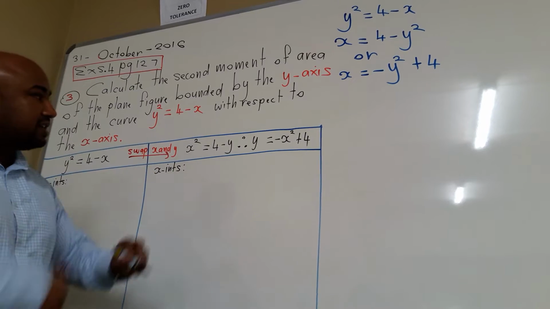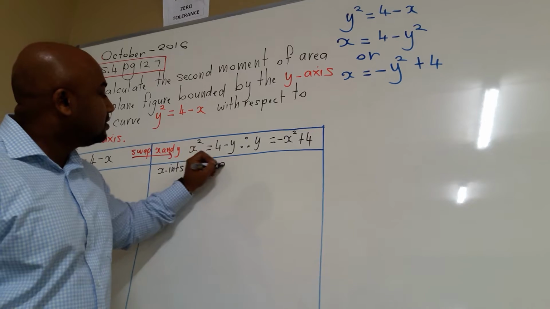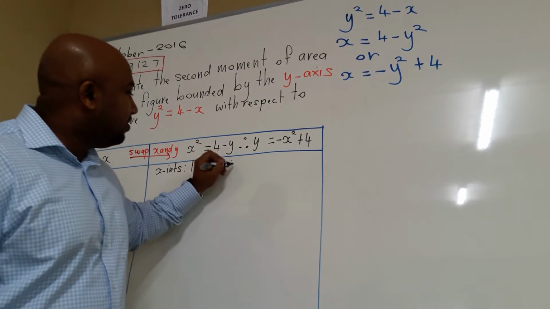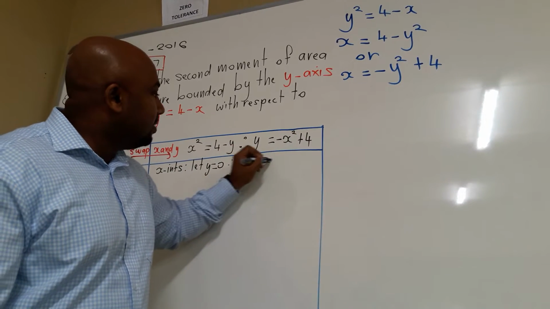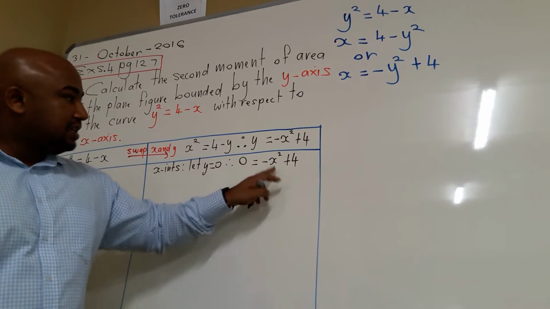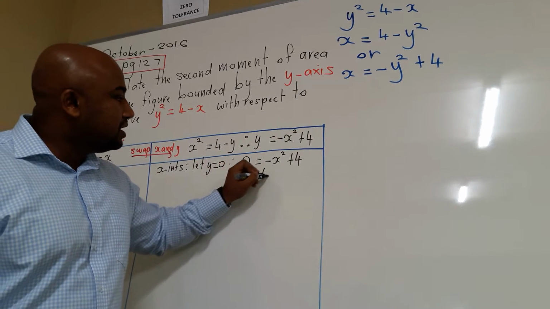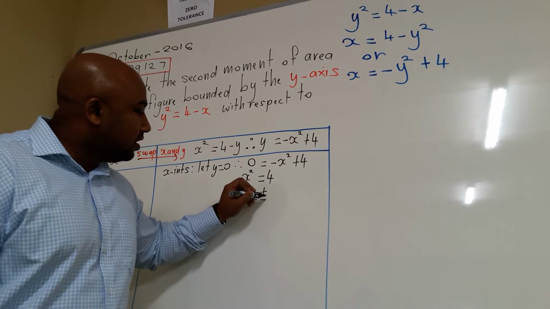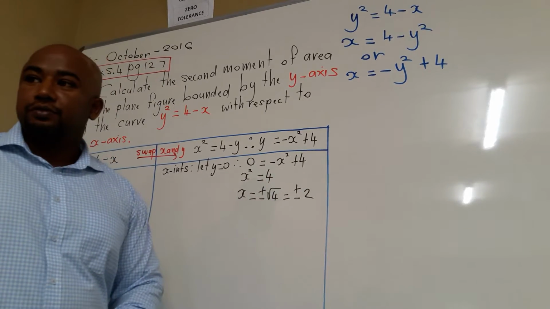Okay, so I'm finding the x-intercepts here. So how do I find the x-intercepts? You let y equal to 0. Alright, so therefore, I will substitute 0 there. So 0 is equal to minus x squared plus 4. And then I will solve for x. If I take negative x squared to the left, it will be x squared is equal to 4. And then I will find the square roots of 4, which is going to be plus or minus 2.